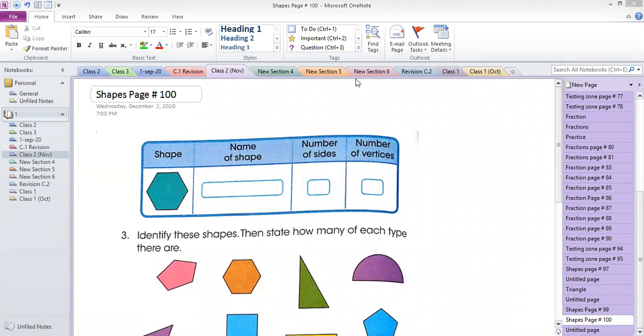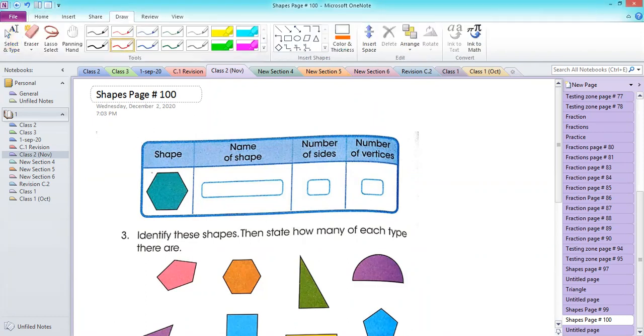How do you know, guys, this is hexagon? You can check the sides. You know that hexagon has six sides and six vertices. Check here. This is one. I'll show you here with the help of that. Look here. One. Hexagon. Two.